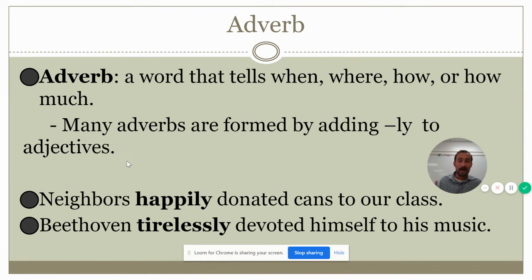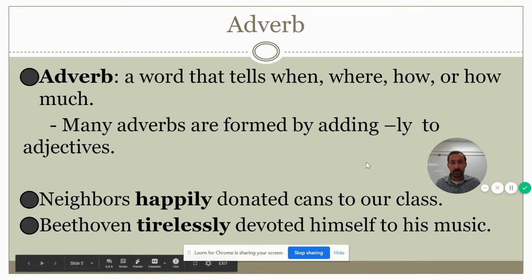So we have nouns: person, place, thing, or idea. We have verbs, which is some sort of action in the sentence, whether that's linking or an action word. We had adjectives, which help describe how much or how many. And then you have adverbs, which help modify the verbs. Usually, you can notice that there is an -ly attached to adverbs.